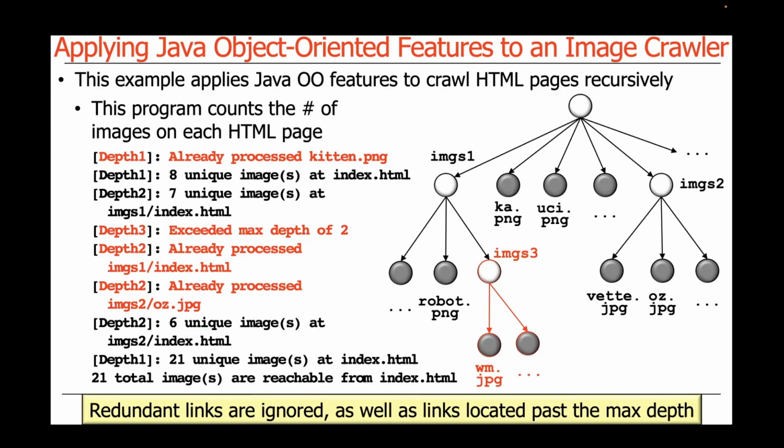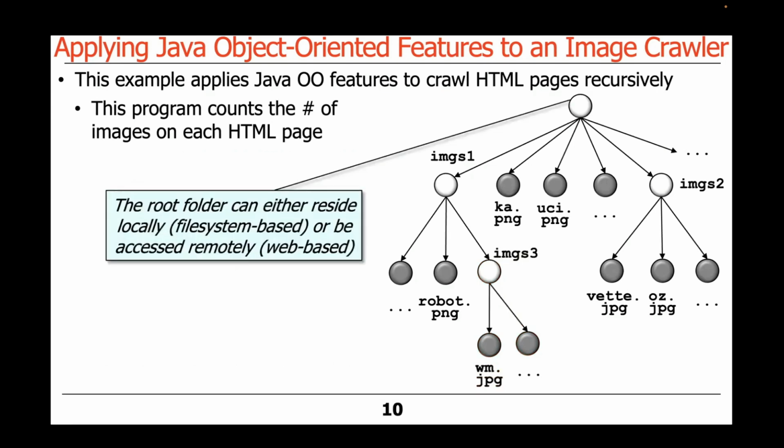We're also going to ignore any links that are located past the max depth length. You can see here that we're going to bound it for this particular example at a depth of 2. So anything below that will just be ignored. And of course, if you wanted to go further, you can raise the max depth when you run the program.